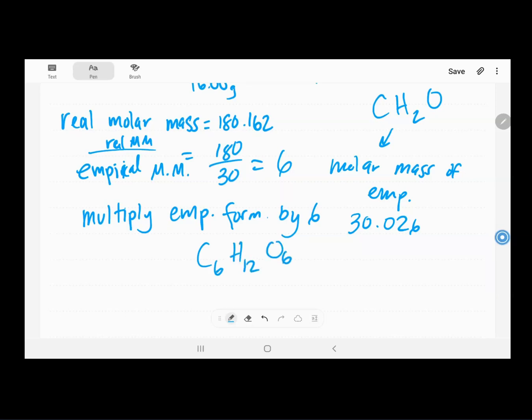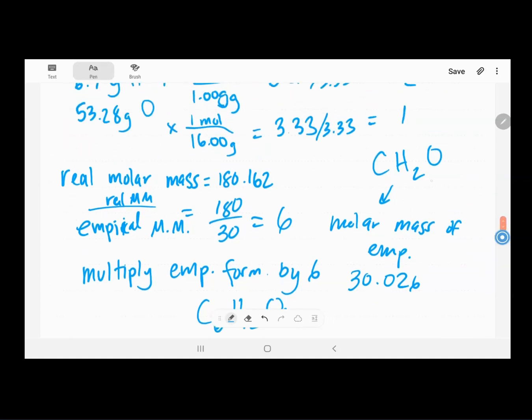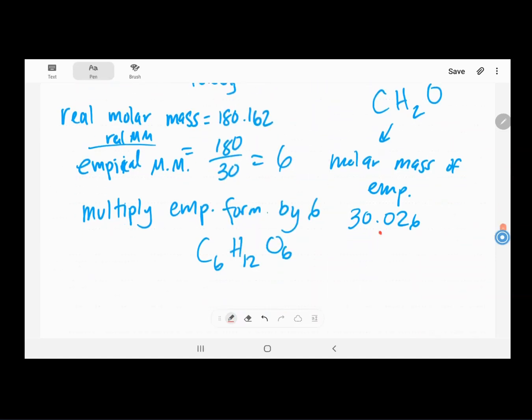C6H12O6. We got 30.06 by doing, I'm going to write it in red because maybe that'll make it clearer. This number we got from carbon plus 2 hydrogen plus oxygen, which is 12.01 plus 2 times 1 plus 16, and that should be 30 point whatever that was. Does that answer your question, Regina?